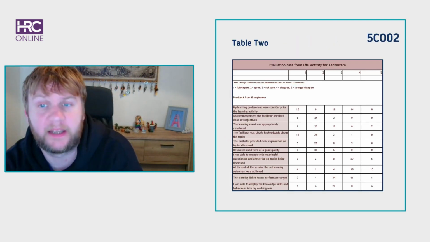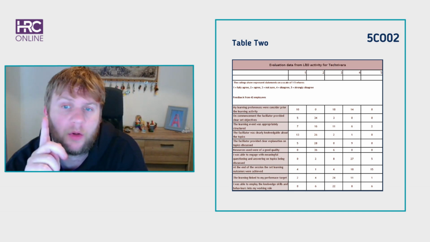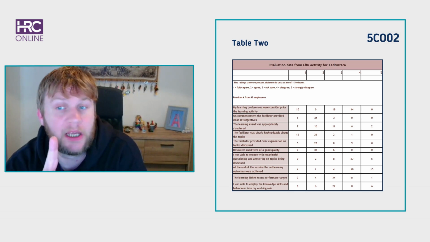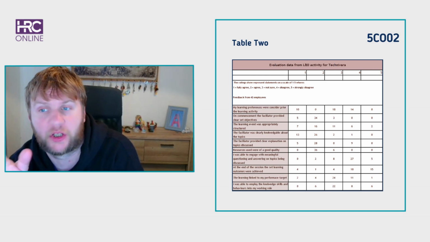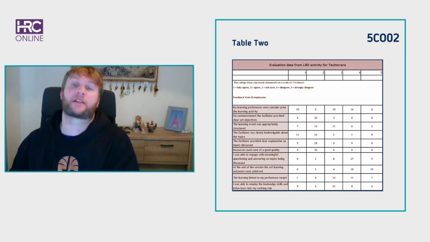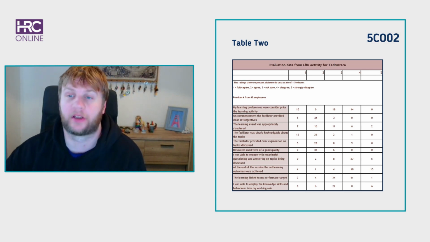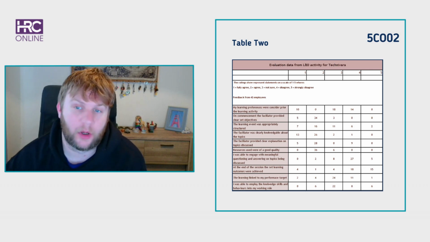Okay. This is the evaluation data from the L&D activity for Technoverna. Number 1 is fully agree, 2 is agree, 3 is not sure, 4 is disagree, 5 is strongly disagree. Now, if it were me and I was interpreting this data, the first thing that I would look at is the 5s, what stands out. And then I'd look at the 1s and what stands out.